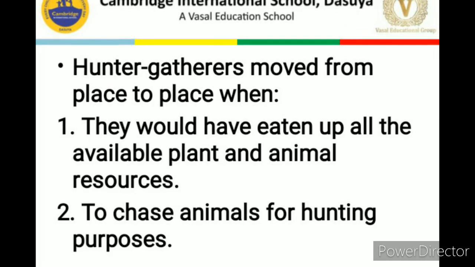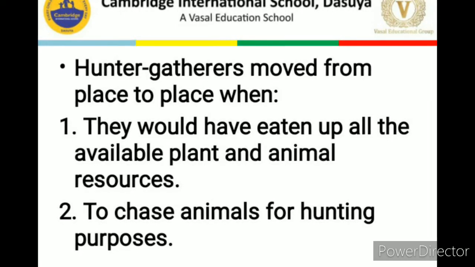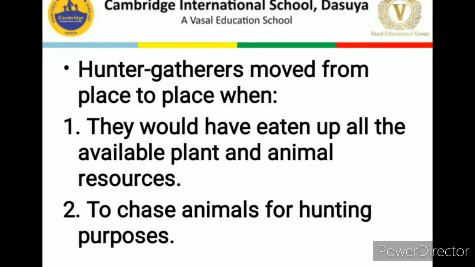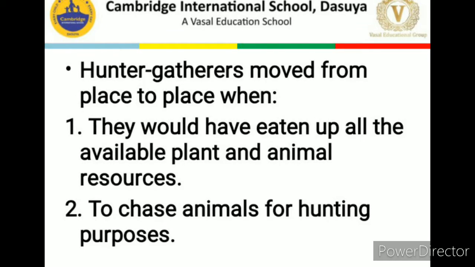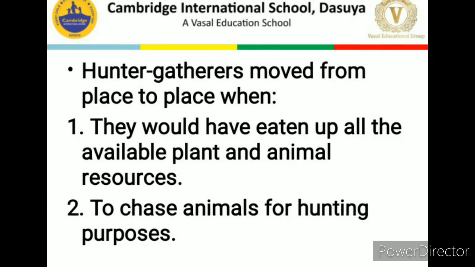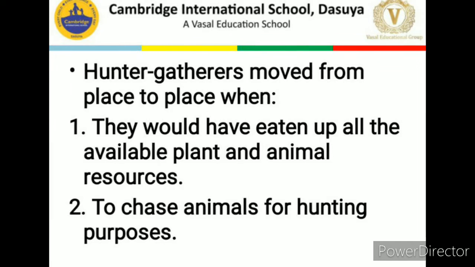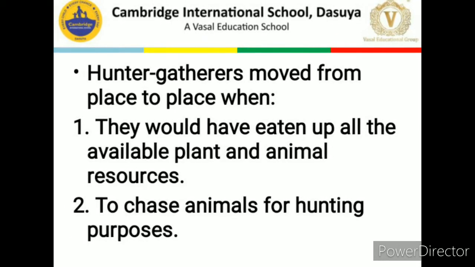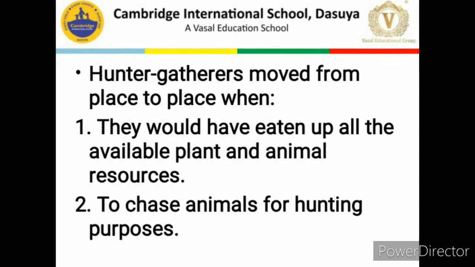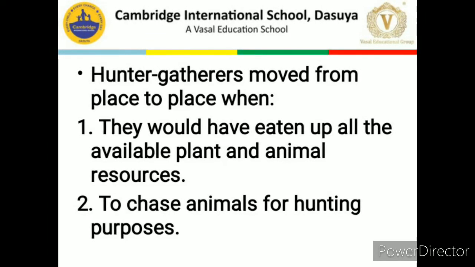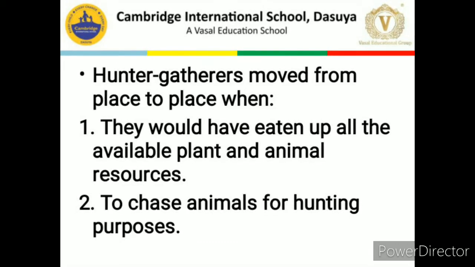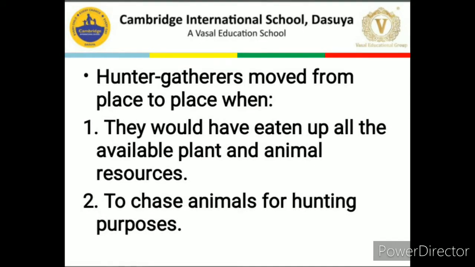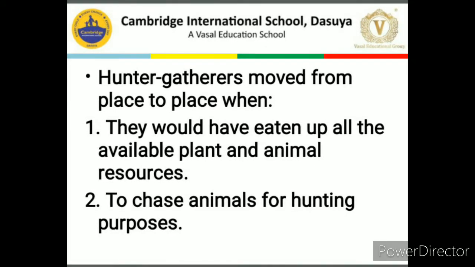These hunter-gatherers kept on moving from one place to another because of the following reasons. Number one, firstly, they would have eaten up all the available plant and animal resources, so they needed to move to find some other plants and animals. Number two, they also chased animals for their food, and the animals also kept on moving from one place to another in search of their prey or grass.